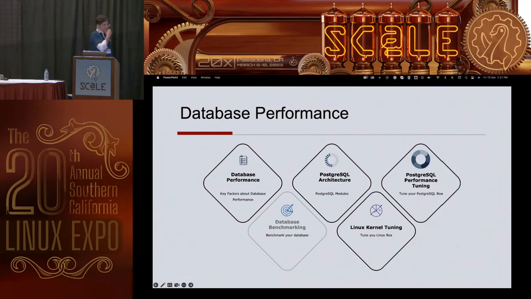So we are talking about database performance. Before that, we need to discuss the PostgreSQL architecture. And then we will talk about PostgreSQL performance tuning and Linux kernel tuning. So that's the three parts: the architecture, the PostgreSQL tuning, the Linux tuning. We will skip database benchmarking because we have only 1 hour, so we cannot discuss that. We only cover these three aspects.